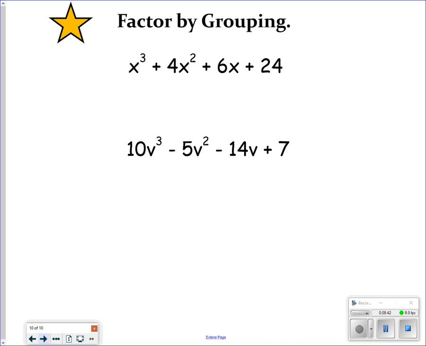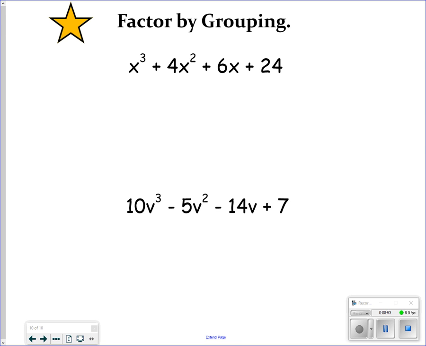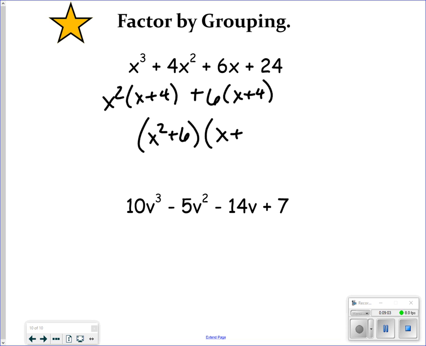Factor these by grouping. Hit the pause button. All right, so we're going to try this here. Move this down just a little bit. Factor by grouping the top one. I'm going to take out an x squared. I'm going to take out a positive 6. And because they are the same, I group the coefficients and keep what's the same.